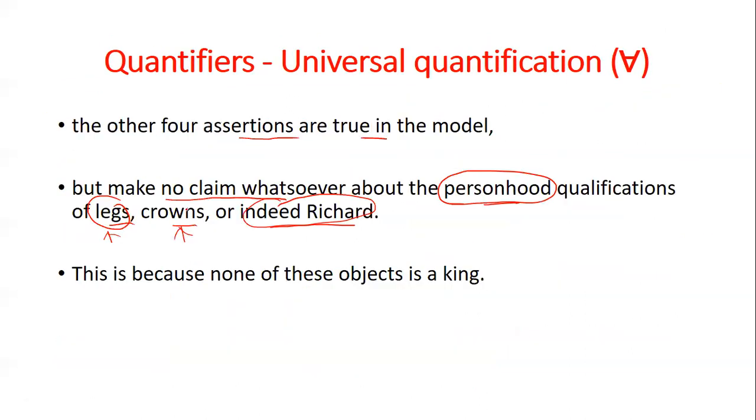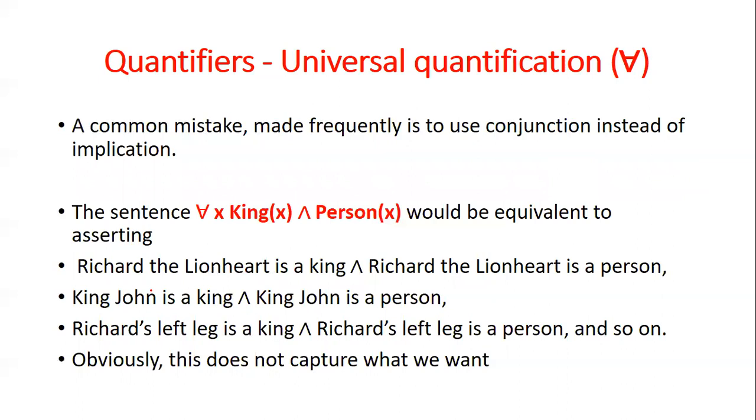So they do not claim anything about the personhood qualifications of the leg, the Crown, or Richard. Why? Because none of these objects is a king. Fine.